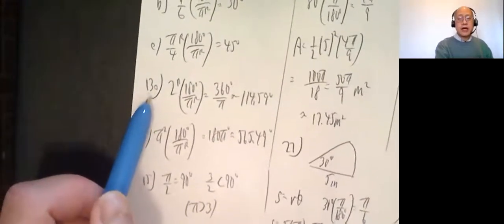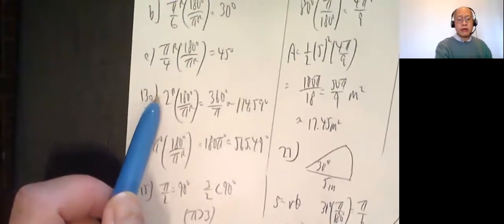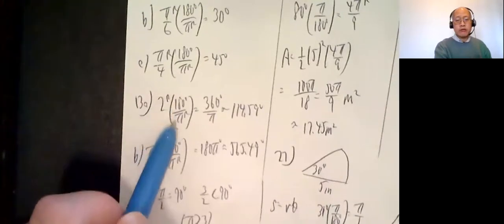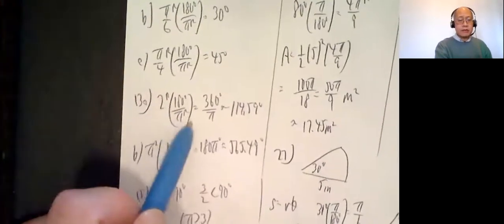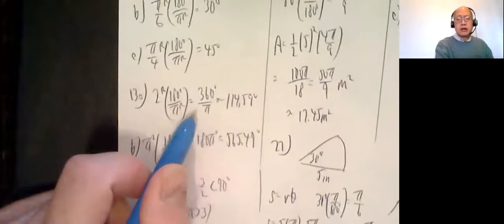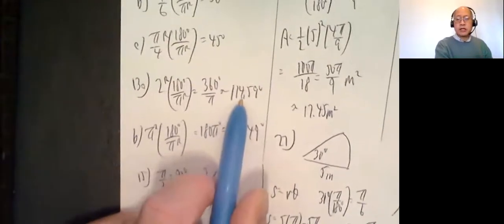Okay, 13a, it says 2 radians. What is 2 radians in terms of degrees? So again, I need to cancel out the radians, so I multiply by 180 over pi. Radians cancel out. That's an R there. So I have 360 over pi. Punch it in your calculator. 114.59 degrees, rounded to the nearest hundredth, it said, 2 digits.